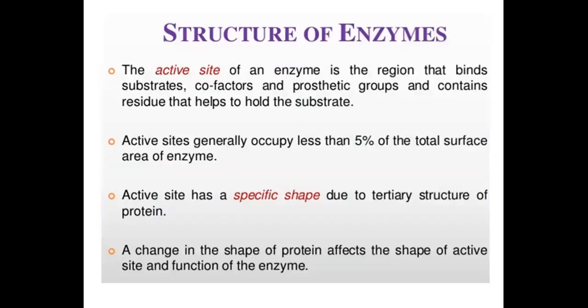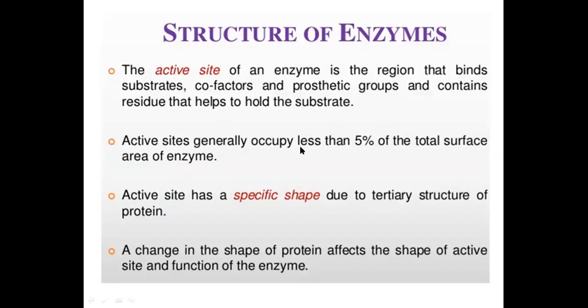If I focus on the structure of the enzyme, generally one substrate will come and bind with the active site of the enzyme. So that binds the substrate, and the cofactors and prosthetic groups contain residues that help to hold the substrate. These are the subparts of the enzyme that also facilitate the enzyme-substrate binding.